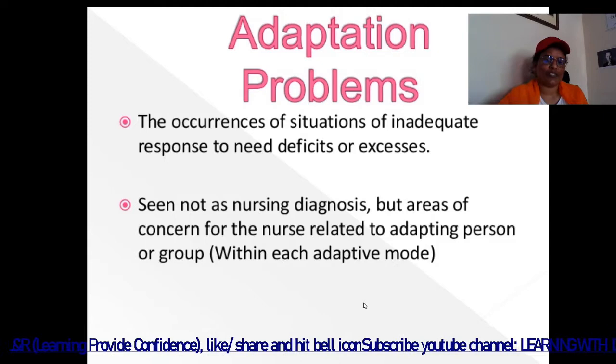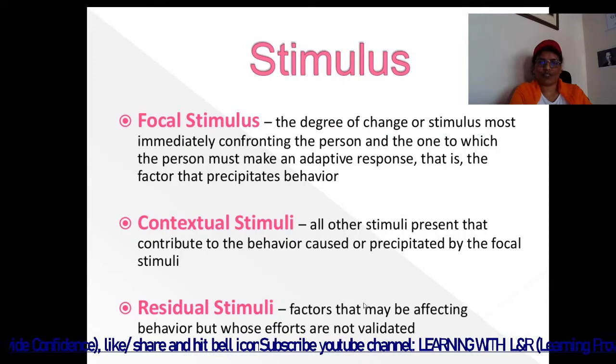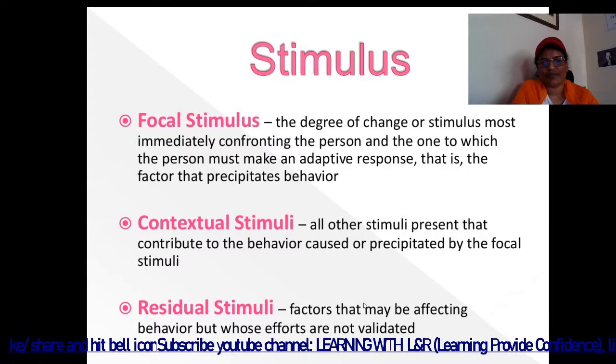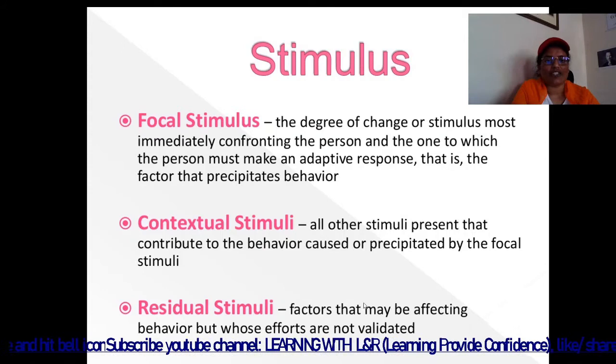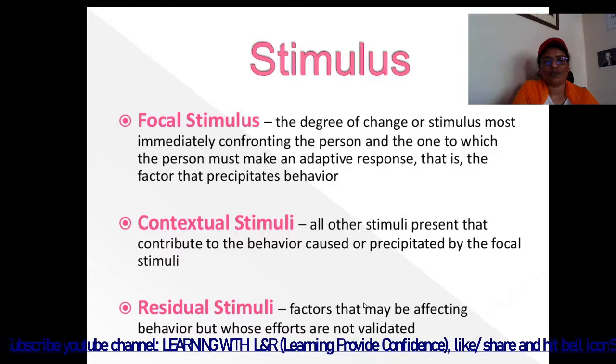Stimulus. First one is focal stimulus. The degree of change or stimulus most immediately confronting the person and the one to which the person must make an adaptive response, that is the factor that precipitates behavior. Contextual stimuli. All other stimuli present that contribute to the behavior caused or precipitated by the focal stimuli. Residual stimuli. Factors that may be affecting behavior but whose effects are not validated.